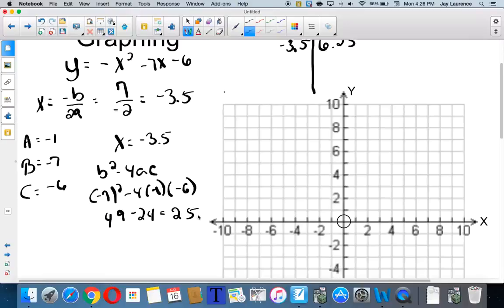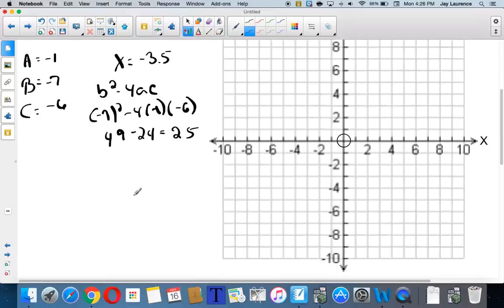The real important part is that if the discriminant is greater than 0, I get 2 x-intercepts. If the discriminant equals 0, I get 1, and if the discriminant were less than 0, I would get no x-intercepts. So now that I know I have 2 x-intercepts, I'm going to go to the whole quadratic formula. X equals the negative of b plus or minus the square root of the discriminant. I'm not going to waste time rewriting b squared minus 4ac. I already know that it equals 25.